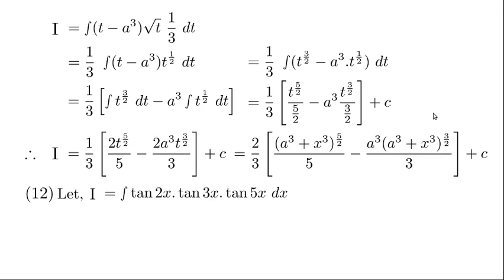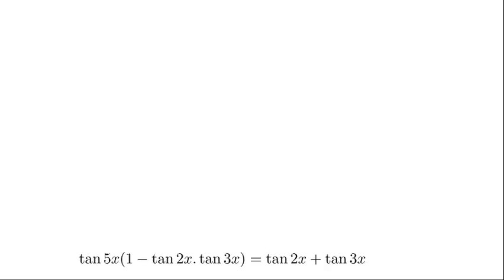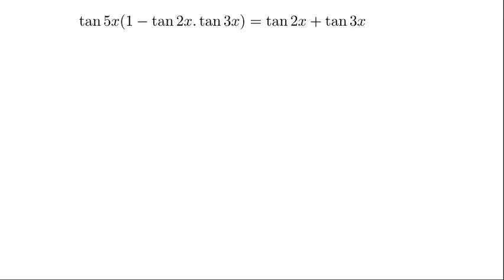Now integrate tan 2x, tan 3x, tan 5x dx. Here we make use of the formula tan of a plus b equal to tan a plus tan b upon 1 minus tan a tan b. So tan 5x can be written as tan of 2x plus 3x. That becomes tan of 2x plus tan of 3x upon 1 minus tan of 2x into tan 3x. Then cross multiply, that gives tan 5x into bracket 1 minus tan 2x tan 3x equal to tan 2x plus tan 3x.